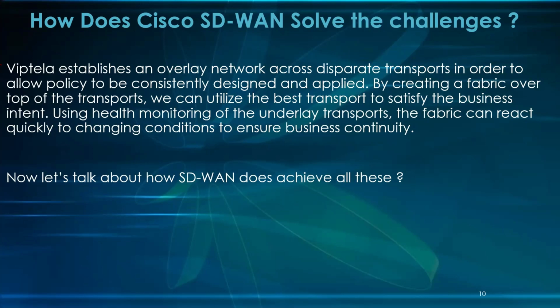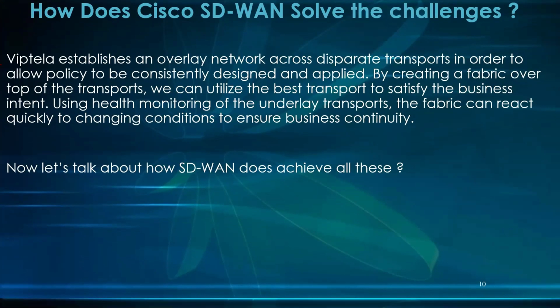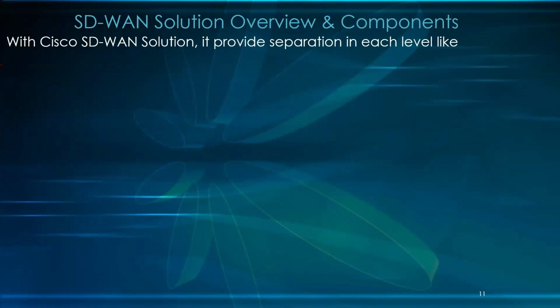Clear? Yeah, clear. Okay. Other one, we have the SD-WAN solution overview and components. The Cisco SD-WAN solution provides separation at each level. So how does it form that entire solution? First, it is separation into the orchestration. When we say separation, what does it mean? Each component is separate and independent of each other. They are not dependent on any one of them.